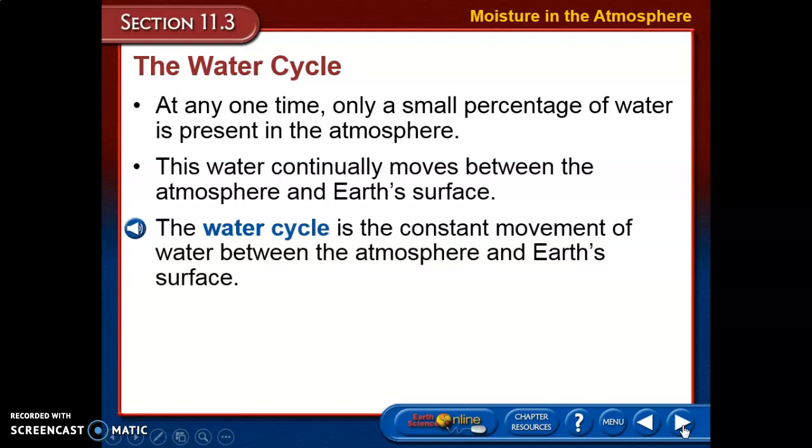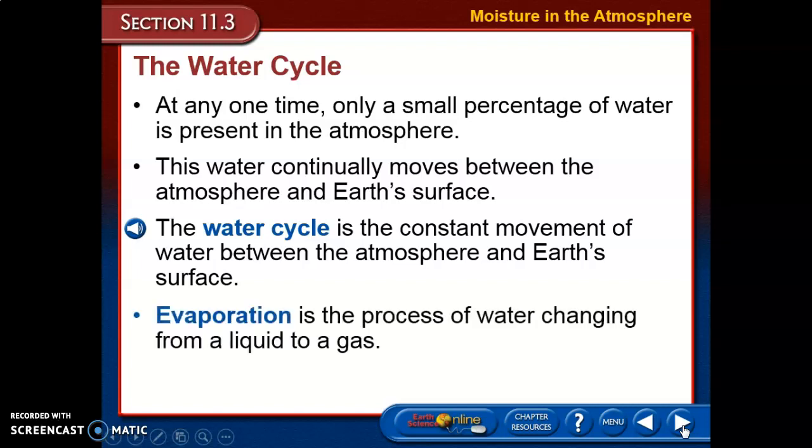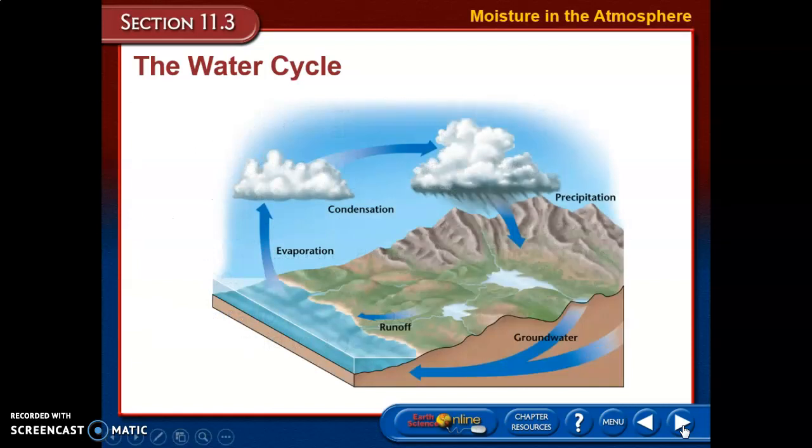All right, so we got some notes here on the water cycle. Again, I'm not going to really touch on that because we have touched on it like crazy. Here's a nice pretty picture of the water cycle. Once again, we've touched on it like crazy.